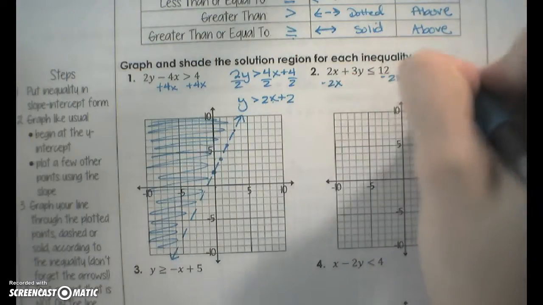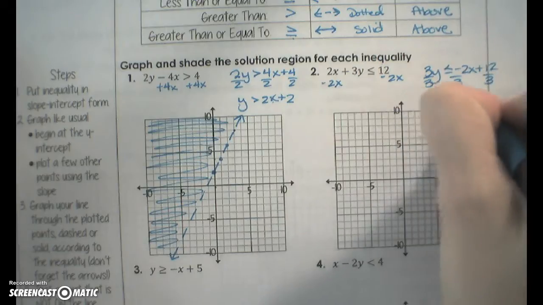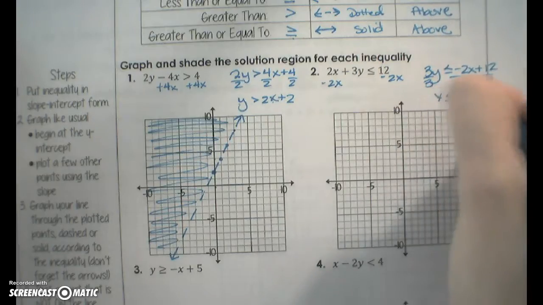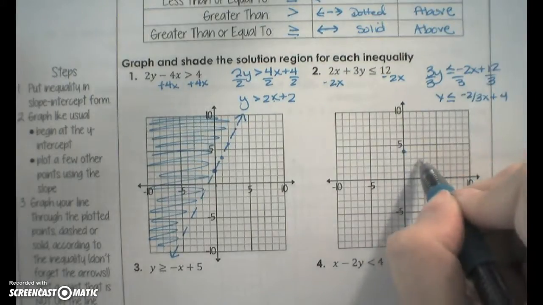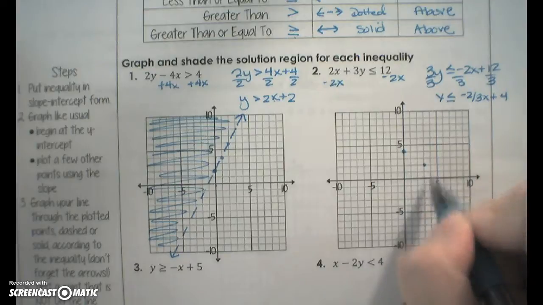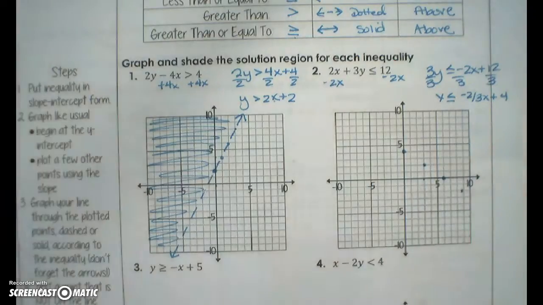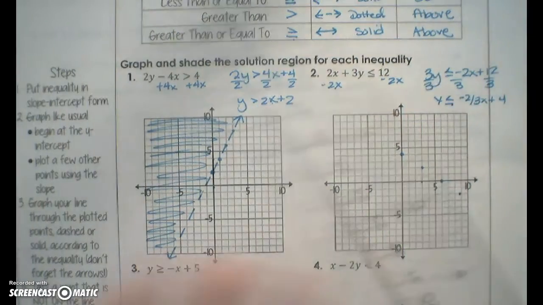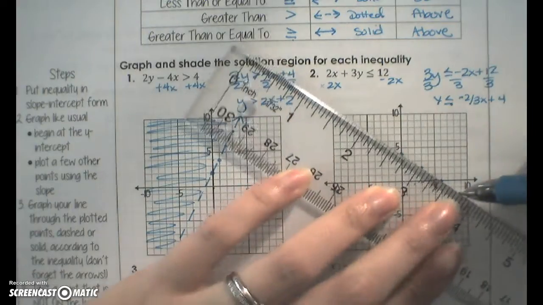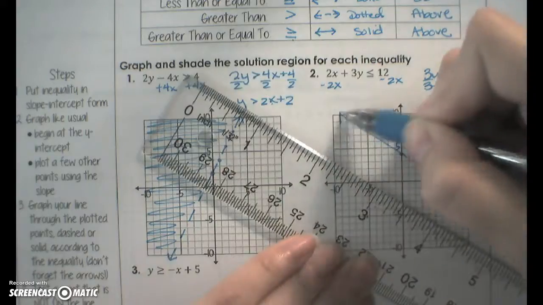And 3y is less than or equal to negative 2x plus 12. Divide everything by 3. So y is less than or equal to negative 2/3 x plus 4. And we're going to start at 4 and move down 2 over 3, and then down 2 over 3. And continuing that, this time we are solid because we're less than or equal to. So we want to connect this with a solid line with arrows on the ends.